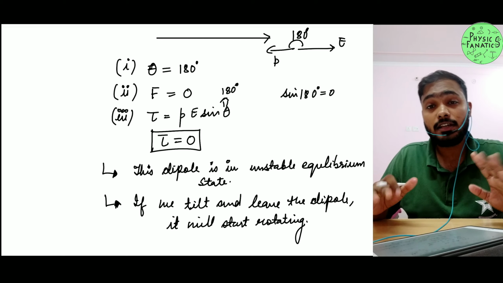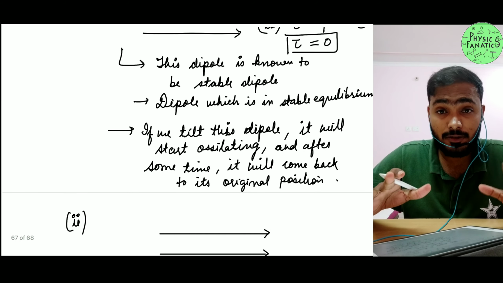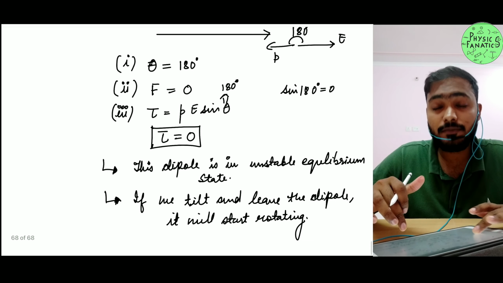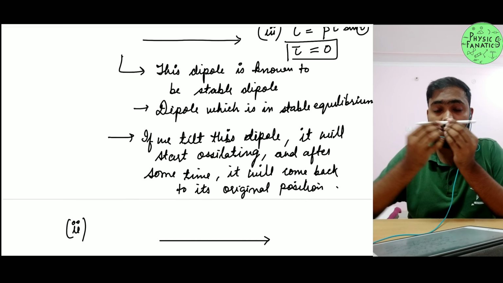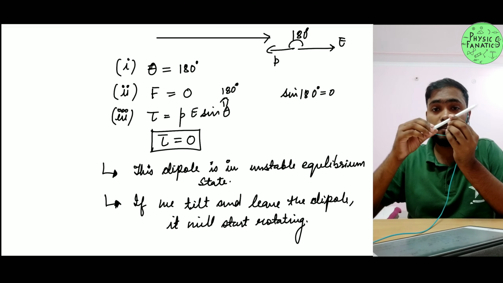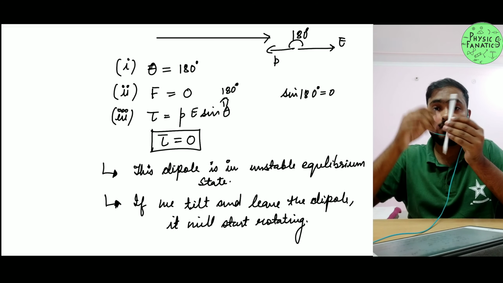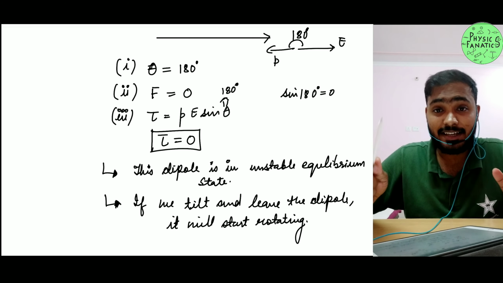The first equilibrium case was the case of stable equilibrium. This is unstable equilibrium. In the first case, if you tilt it, it will start oscillating and come back to its original position. And in the second one, if you disturb it, it will start rotating because of the torque, right? I hope that is understandable, right?